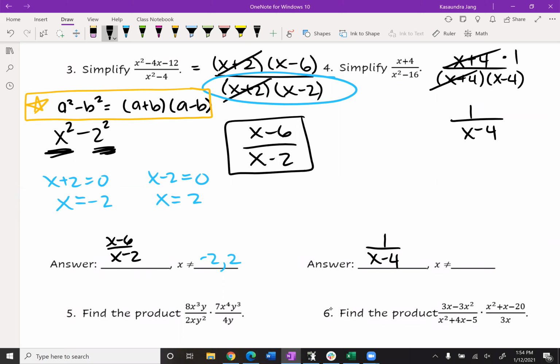I still need some excluded values though. So Aaron, are you there? All right, Aaron's not there. What about Destiny? Destiny, are you there? Nice. Okay. So Destiny, let's get the excluded values, like what x cannot equal.